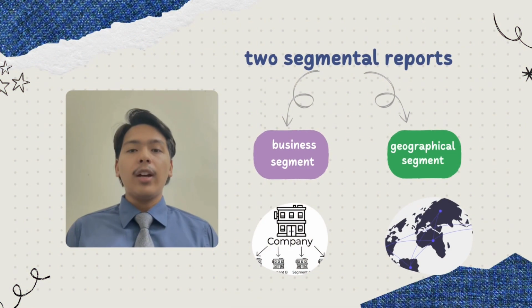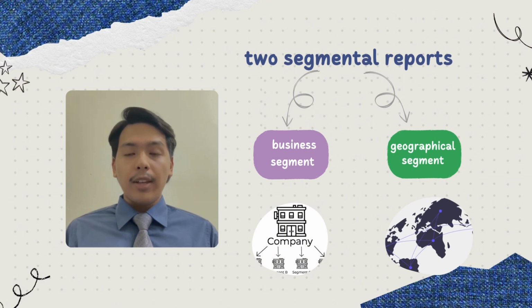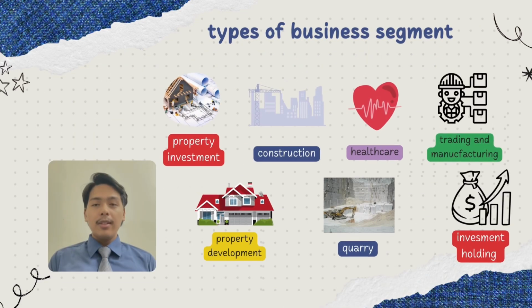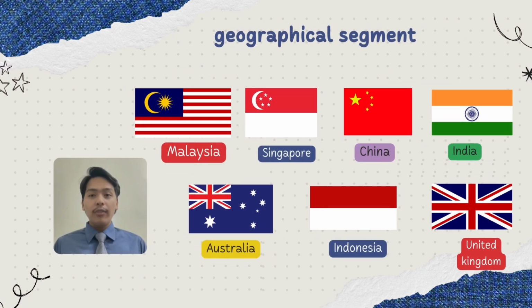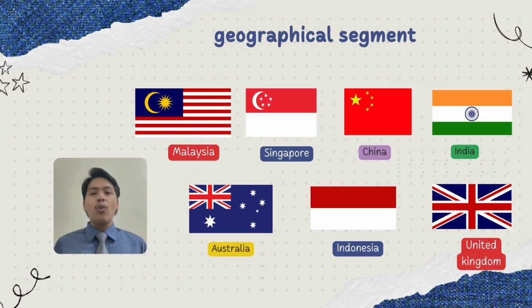We have identified two segmental reports in financial reporting. Number 1, business segment. Number 2, geographical segment. Business segment and geographical segment give investors deeper insight into where the business generates revenue and costs. In the business segment, it is grouped by the product or service provided by Sunway Berhad. In the geographical segment, it is based on location, where the physical location of customers or assets, such as in different countries or regions.